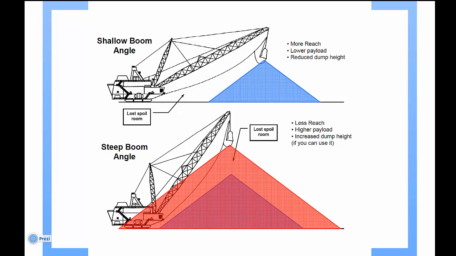The angle of the boom also has an impact on the profile of the dump material or spoil, as shown. Whilst we might lower the boom angle, which gives us more reach, it also means we've got a lower payload, and it also means we don't have as much dump height to play with. Conversely, if we steepen up the boom angle, we have less reach, but we also have a higher payload, and we also increase the dump height. But of course, by doing that, we can crowd the machine.